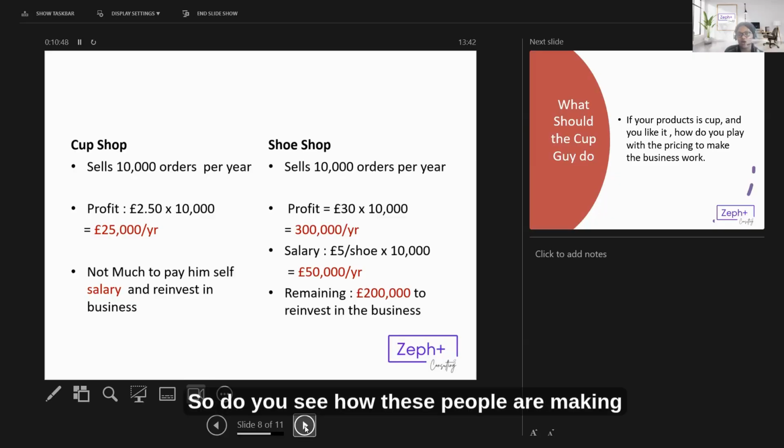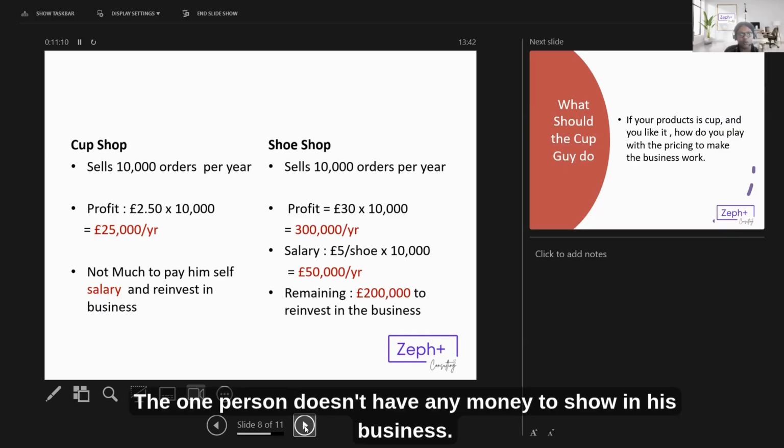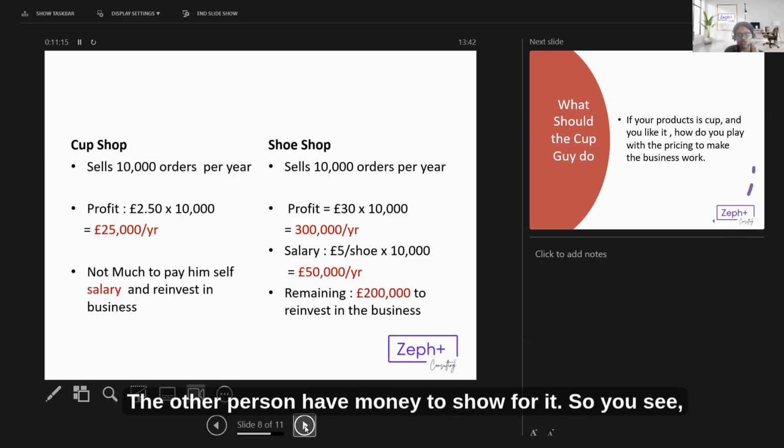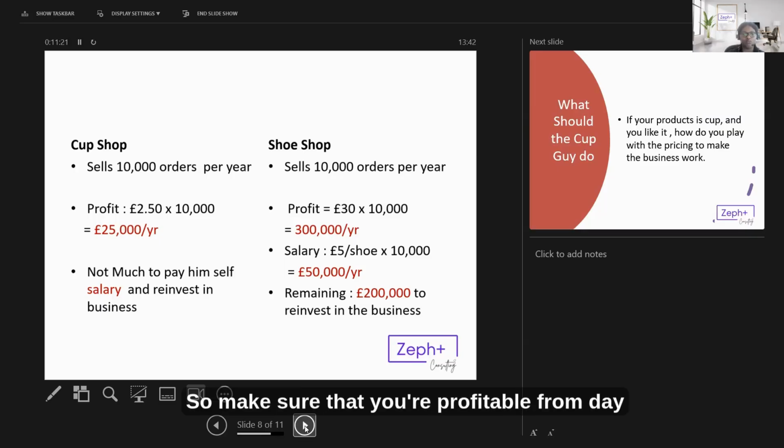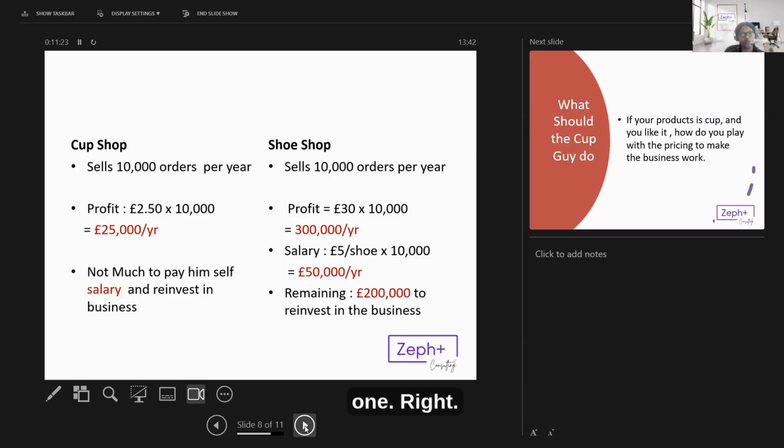So do you see how these people are making the same margin? But when you look at it, they are not getting the same result. I think I made a mistake there. So it's £50,000 that is taken, so out of that, it's going to be £250,000 remaining. Same business, same effort they're putting in to make everything, same fulfilling of orders. The one person doesn't have any money to show in his business, the other person has money to show for it. So do you see, these are things you're going to be thinking about when you want to start selling online, to make sure that you're profitable from day one.